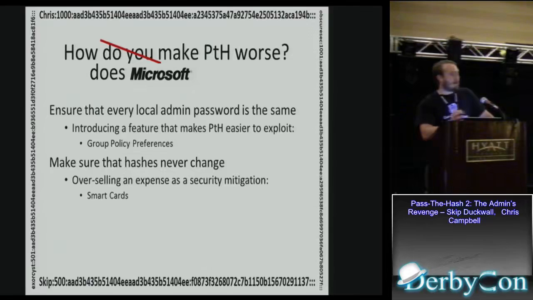So we've got this pass the hash problem. Microsoft has had it for years. Other products have it as well. They're not the only ones. But how did Microsoft go about making this problem actually worse in the last few years? Well, they did it by ensuring that every local admin has the same password and giving you an easy way of accomplishing that with group policy preferences. And they made sure some accounts and some enterprises aren't changing their passwords, therefore changing their hashes. So once you get the hashes once, you have them forever.